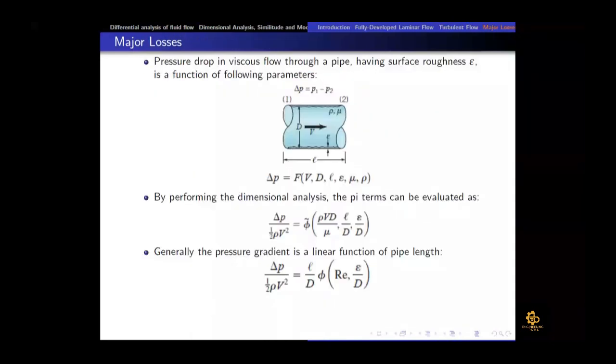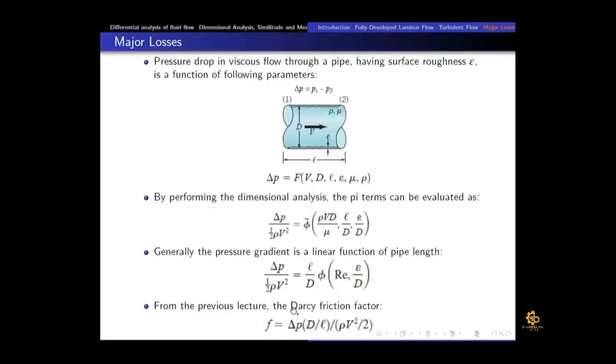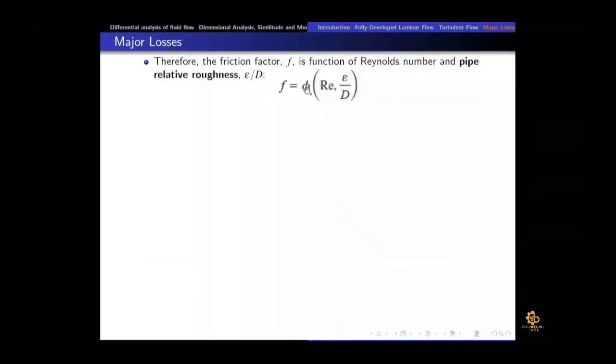Here, if I show you, F is equal to delta P D upon L upon half rho v square. Let me put this value here instead of delta P: F upon D upon L into rho v square upon 2. So eventually we can come up with the friction factor is a function of Reynolds number and epsilon upon D.